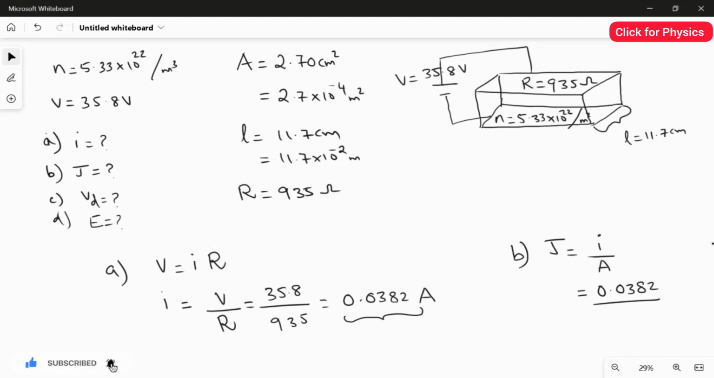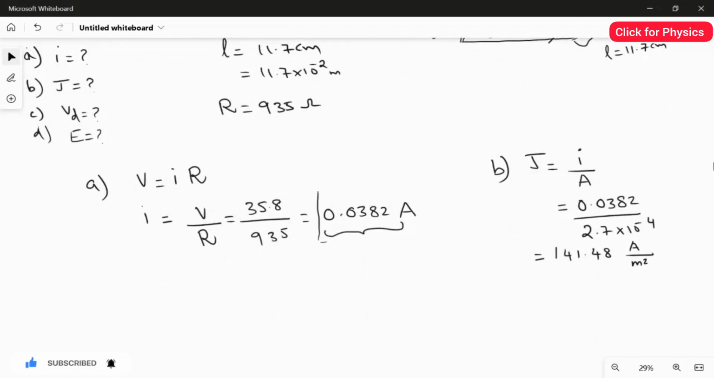0.0382 divided by, across its width, what is the area? The area is 2.7 multiplied by 10 to the power of minus 4. Let's see what is the answer for this current density. 0.0382 divided by 2.7 times 10 to the power minus 4. I got the answer here as 141.48. And what is the unit? The unit for the current is ampere, and in the denominator we have the area, so the unit for the area is meter square. So this is the answer for the second question.